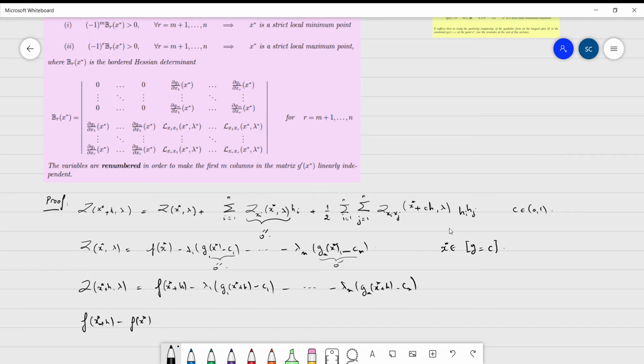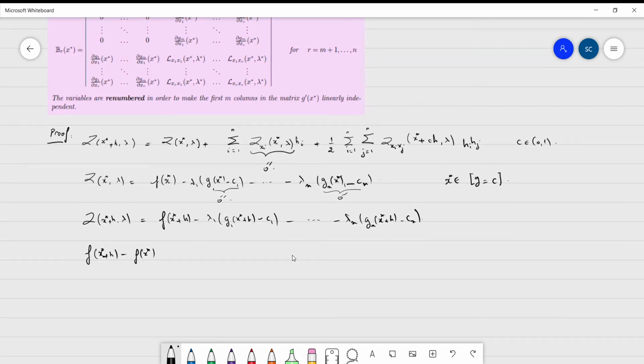Look at the difference we have, because this is what will allow us to deduce the comparison. It will be the sum of lambda k times gk at x star plus h minus ck, from k equals 1 to m, plus half of the sum over i and j from 1 to n of L xi xj at the intermediate points, ch and lambda, hi and hj.